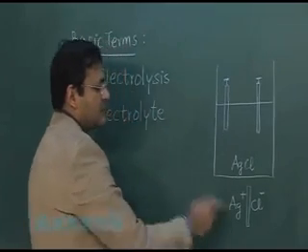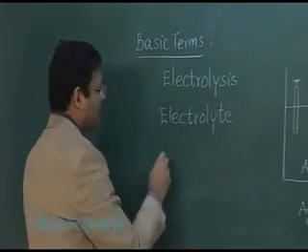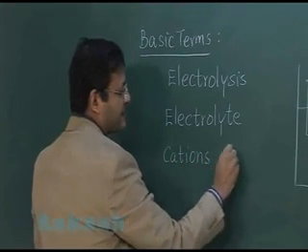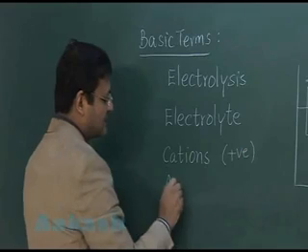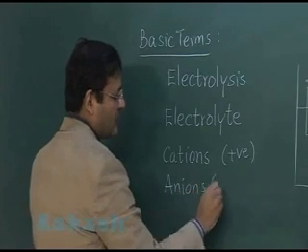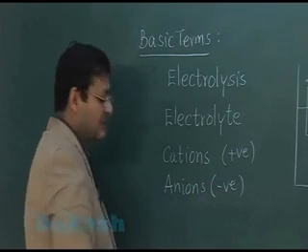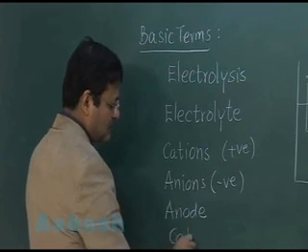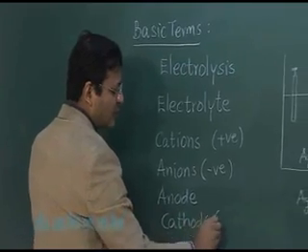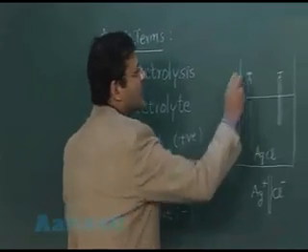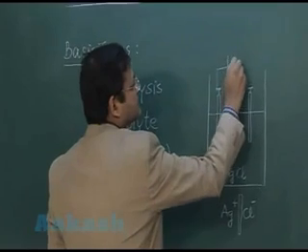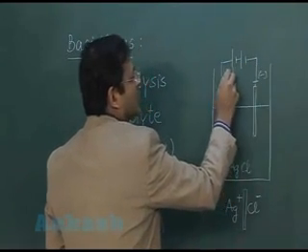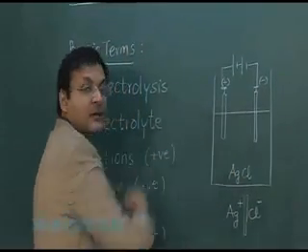And the positive ions, they are called cations. You have anions, negative ions. On the similar line, you have anode and cathode. Cathode is the one which is connected to negative of the battery. Let us suppose here I have connected a battery like this. This is minus, this is plus. So this is called cathode, this is called anode.